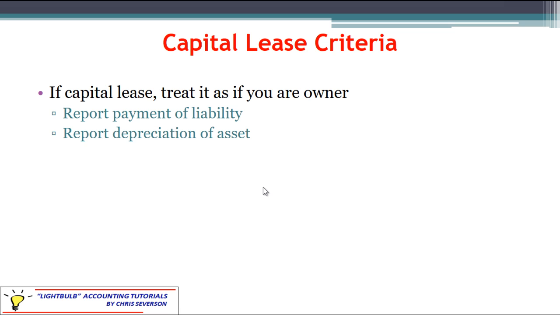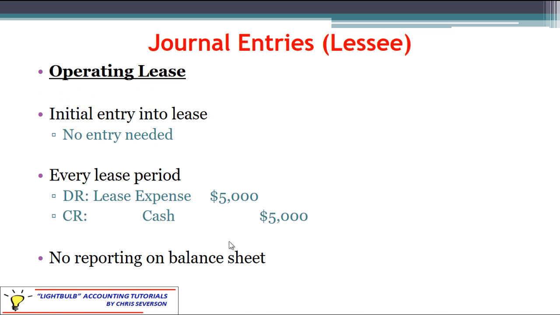So if we do hit any of those criteria, we're going to treat this lease as if we were the owner of the asset and we borrowed money to buy it. We're going to report the payment of liability, and we are going to report the depreciation of the asset as well, just as if we were the owner. So now let's take a look at the actual journal entries that would be needed here.